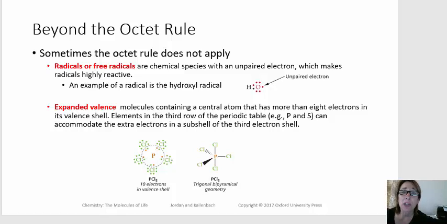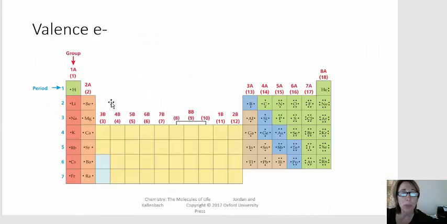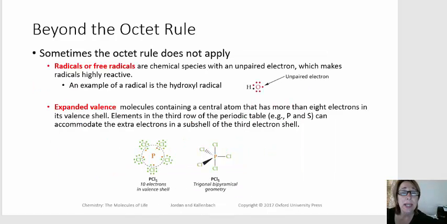Another exception to the octet rule occurs in a situation known as expanded valence. And this happens with atoms in the third row of the periodic table and below. And looking at the third row, the two important elements biologically are phosphorus and sulfur. And phosphorus and sulfur can accept more than 8 electrons.